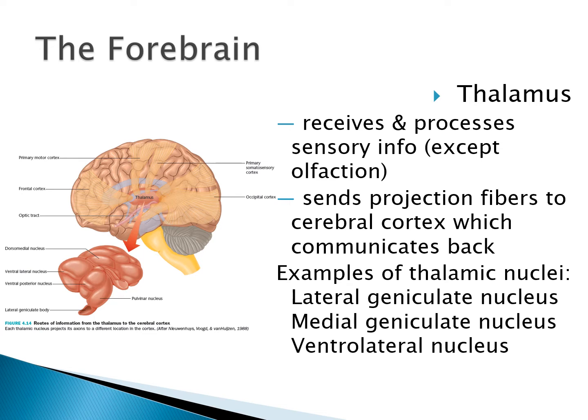We will talk about several thalamic nuclei when we talk about sensation and perception. The lateral geniculate nucleus, the medial geniculate nucleus, and the ventrolateral nucleus are just examples. You don't need to know those now, but you will when we get to sensation and perception. You will hear all of those plus a couple others again.